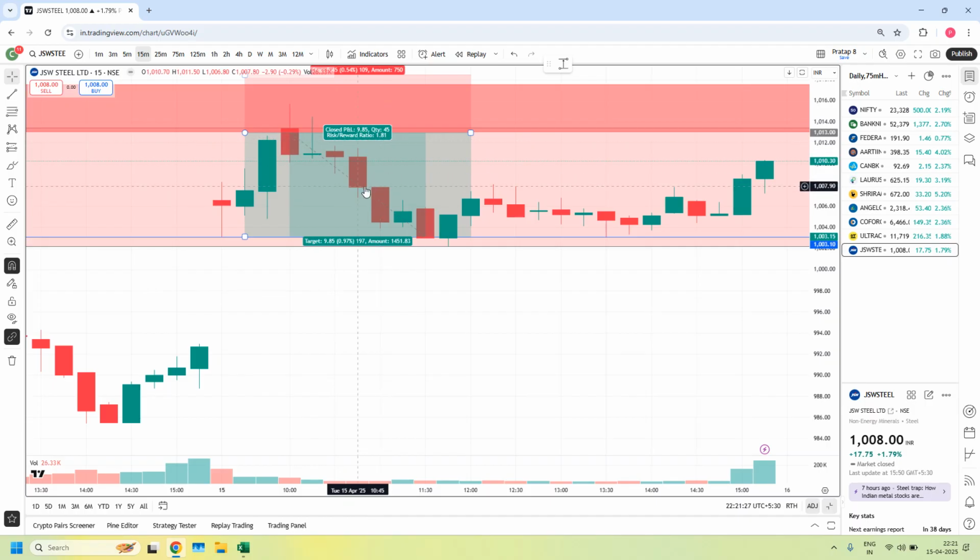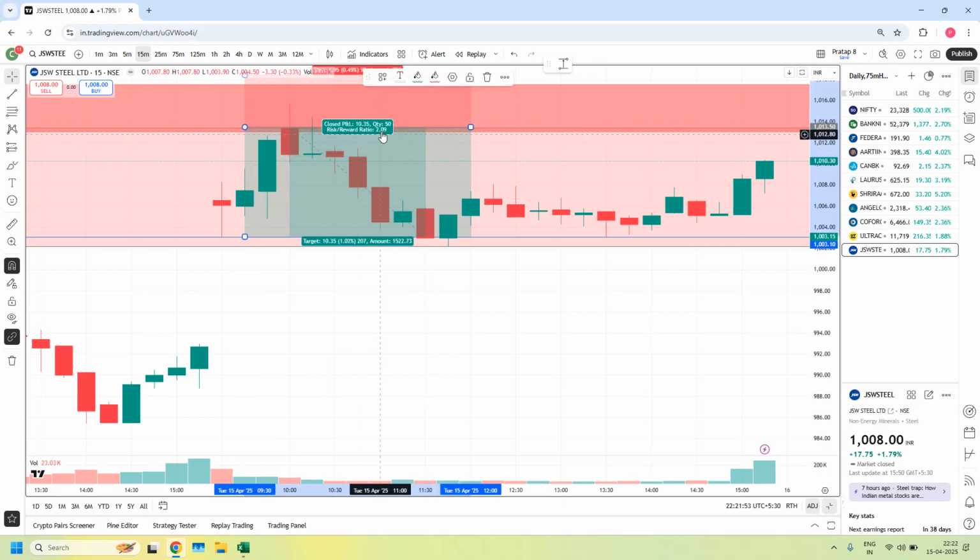But what is the minimum RR required? 1:3 RR. When the zone risk is high, what can you do? You can take a trade a little inside the zone. Instead of taking it at the proximal line, you can place your trade a little inside the zone until you get 1:3 RR. So now I want to move this trade a little inside.